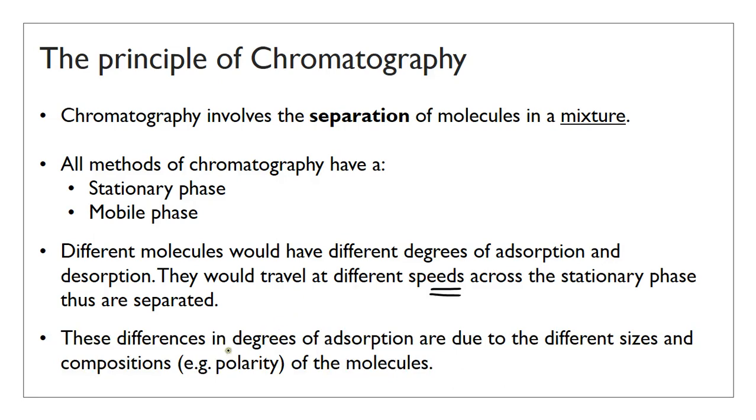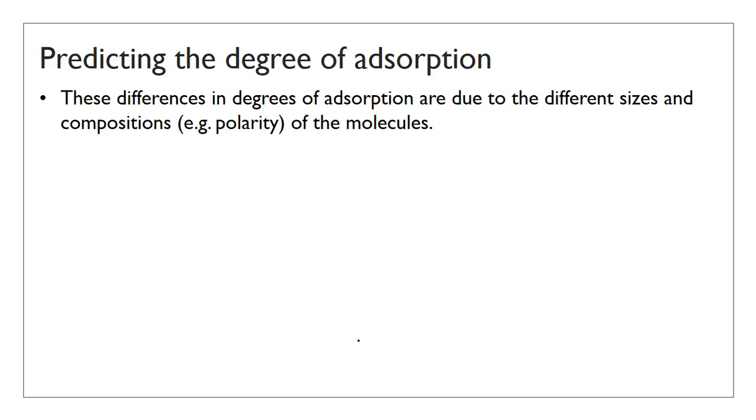And the last thing I do want to point out, this is probably the main one that I want to focus on in year 12, because the basic principle is very simple. I mean, you learn some of this in year 10, is that these differences in degree of adsorption are due to the different sizes and compositions. The main one we're going to look at in year 12 is polarity of the molecules. So because you are at a higher level in your chemistry education, you may need to be able to predict or explain why they have different degrees of adsorption. So let's talk about that.